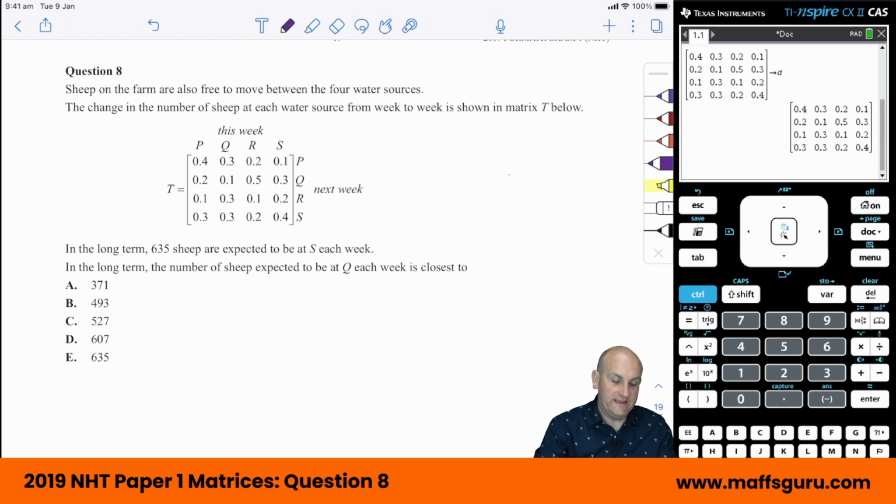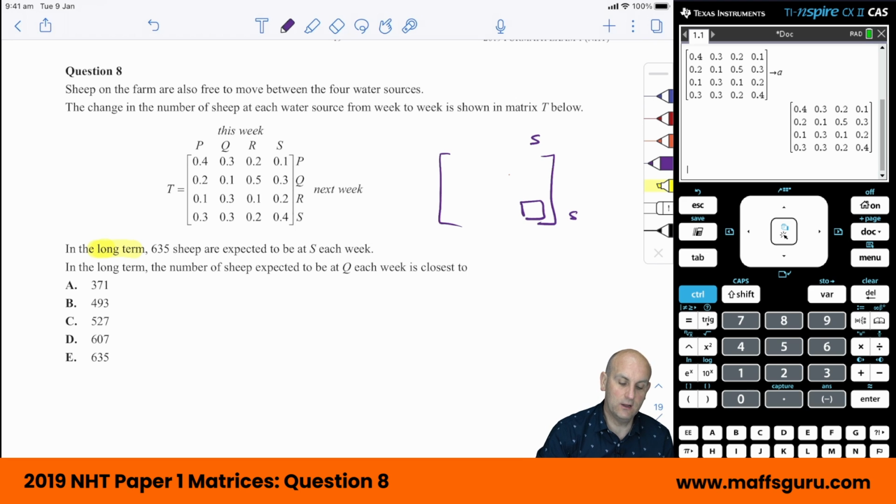Okay, so for question number 8, sheep on a farm are also free to move between the 4 water sources. The change in the number of sheep at each water source from week to week is shown in that matrix. In the long term, now the trick here was the words long term, 635 sheep are expected to be at S each week. Now, in the long term, what we're saying is if I have my matrix, an S, we're looking at this value here. All right, now that's the long term, and I'll explain what that means in just a moment.